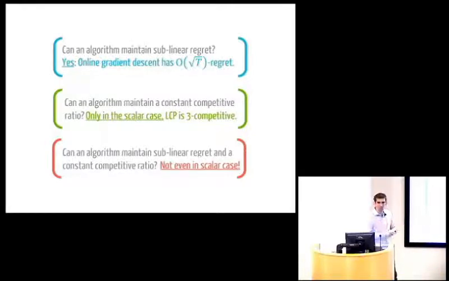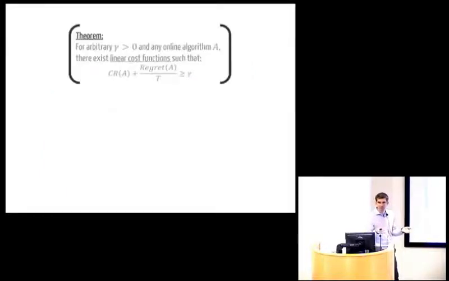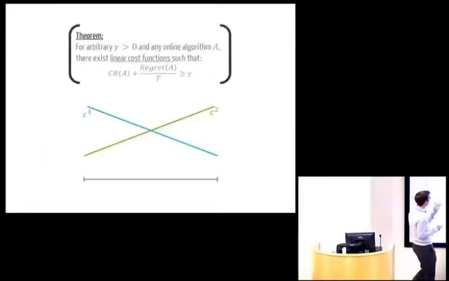The answer is no. And I think this is a bit surprising. It's impossible to do well for both regret and competitive ratio. There's something impossible about simultaneously learning dynamic and static concepts. And so this is the formal statement.